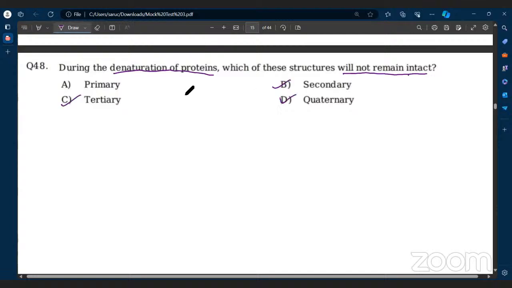So what is denaturation of proteins? When you denature, the quaternary structure, tertiary structure, and secondary structure will be broken down. Only the primary structure will remain. So the one which is broken down is asked over here. So B, C, D is the right answer. Moving to the next question.